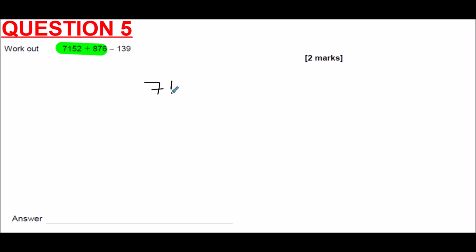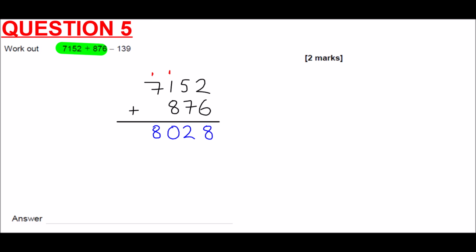So 7152 plus 876. So if we just add these together, 2 plus 6 is 8, 5 plus 7 is 12, carry the 1 over, then we've got 1 plus 8 is 9, plus the 1 we've carried is 10. So again, put the 0, carry another 1 over, and finally 7 plus this final carried 1 is 8. And so 7152 plus 876 is 8028. Now we can do 8028 subtract 139.